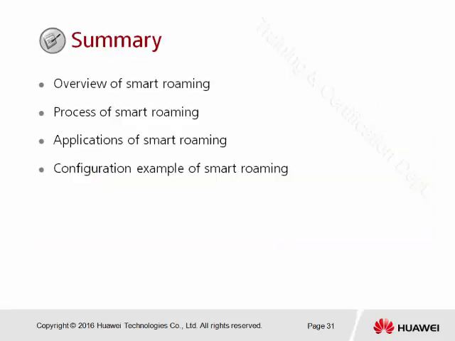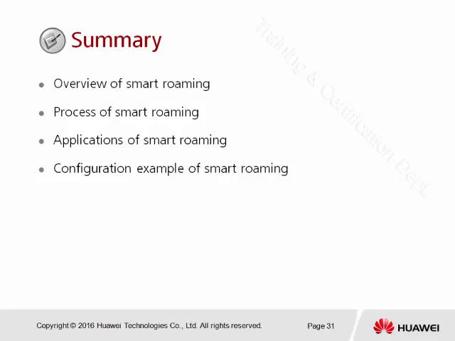So this is all about the summary. I explained the overview of smart roaming: why we need to use it. Before smart roaming, what will happen? All the terminals will always stick to the currently connected AP, and they're not going to roam to another new AP, even if it can give us better signal strength.